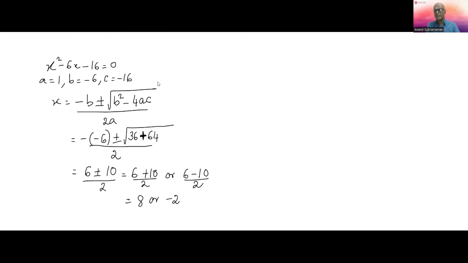That's all. See, very simple. You just need to plug in the values, but be careful about the negatives. When you leave the negative, the entire thing will be wrong. Let's cross check. 8 square is 64, minus 6 times 8 is 48, minus 16. So 64 minus 64 is 0. So it is correct. We'll check for the next solution. Negative 2, the whole square is 4, minus 6 times negative 2 is plus 12, minus 16. So 4 plus 12 minus 16 is 0.